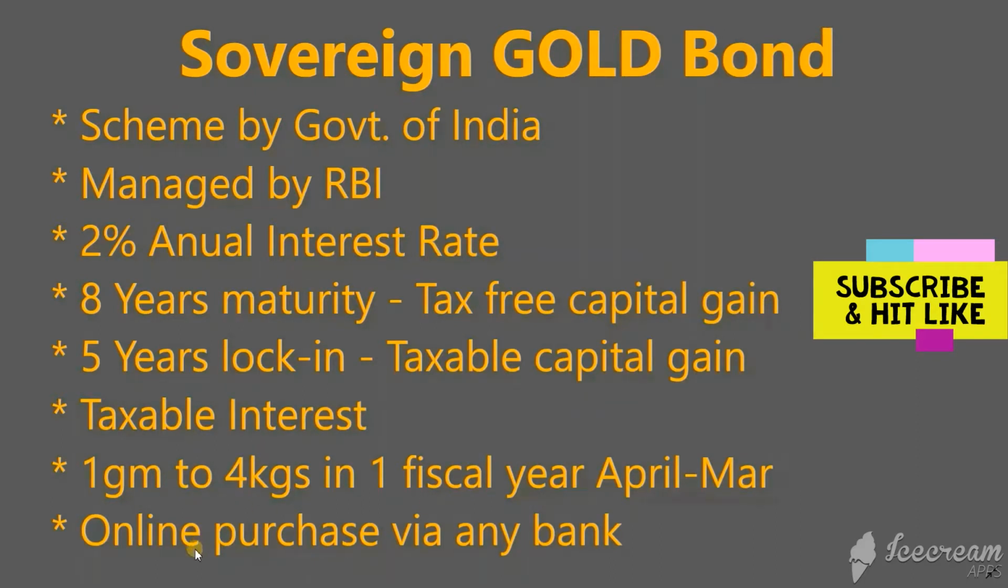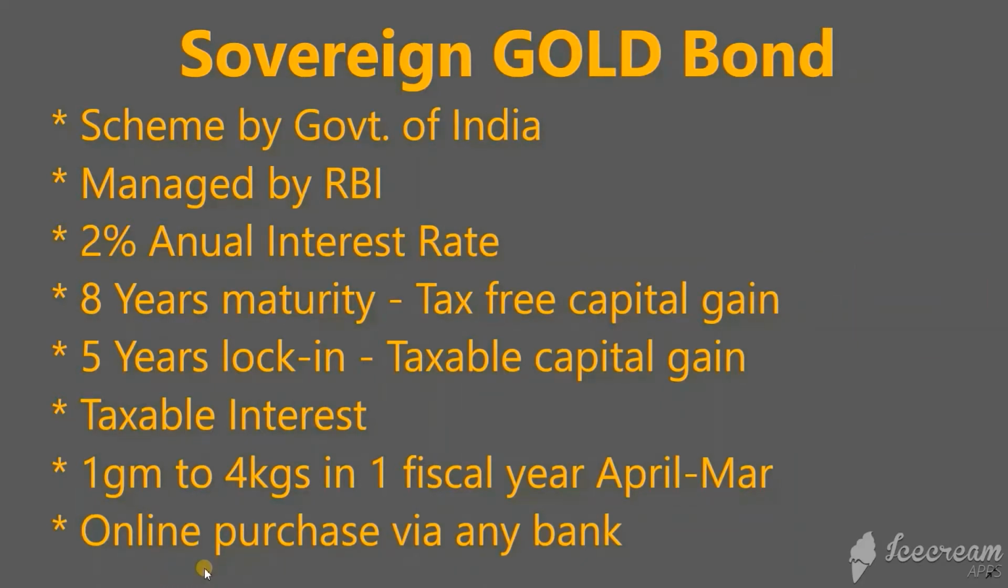Okay, and how do you buy it? You can buy it online using net banking of any of the nationalized bank. For example, HDFC, ICICI, SBI. You can use the net banking of any of the bank and buy it online with just a few clicks. Every month this sovereign gold bond is open for the subscription for about 4 to 5 days. So you have to just Google for those days and then buy in those days. Okay, so these are some of the key highlights of the sovereign gold bond.